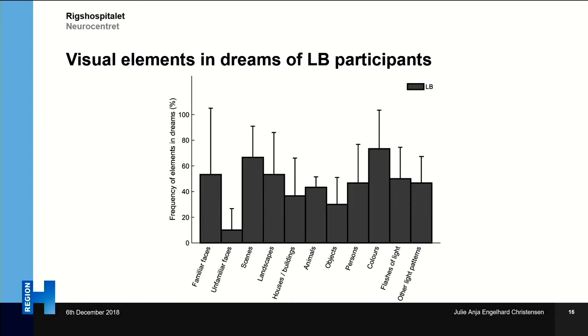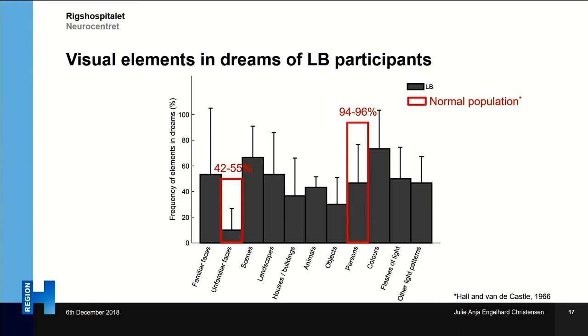If we compare to a very old study from 1966, where Hall and Van de Castle reported what is normally seen in the visual dream content of a normal population, we see that in particular, unfamiliar faces are very low in the late blind participants compared to the normal population, and also just the report of persons in their dreams.